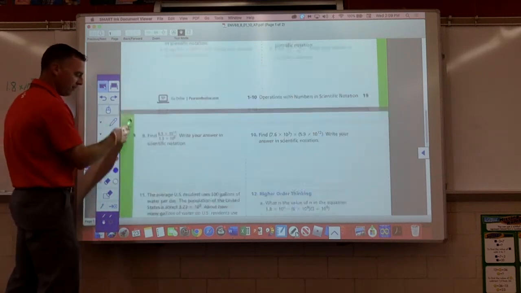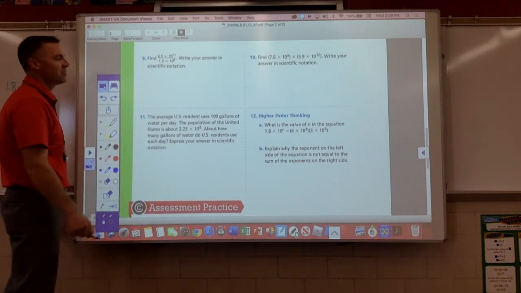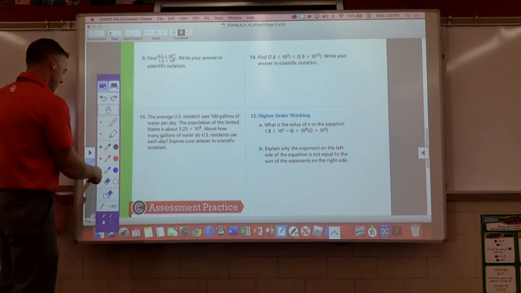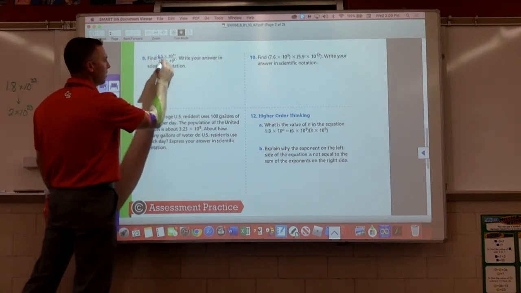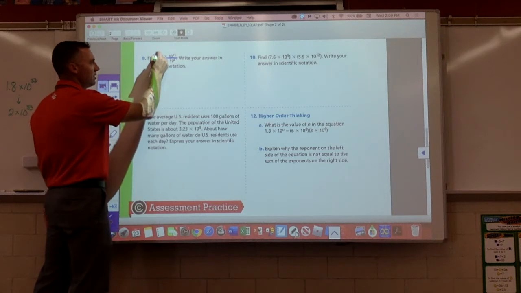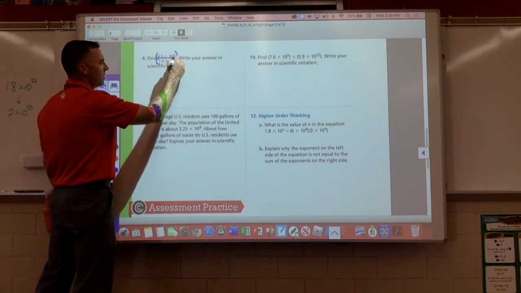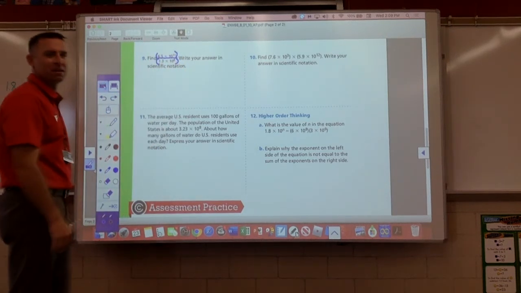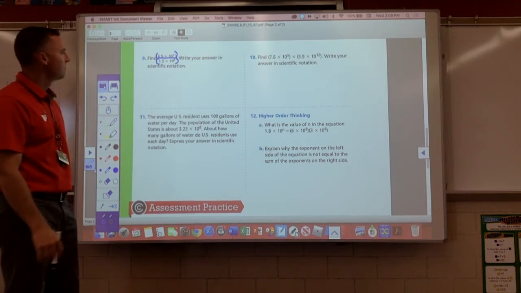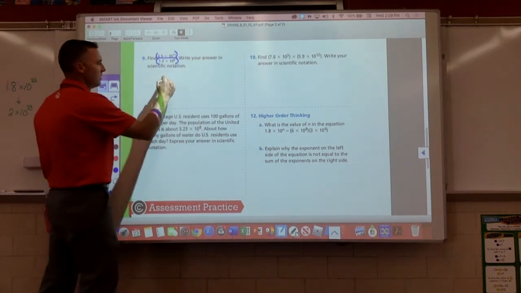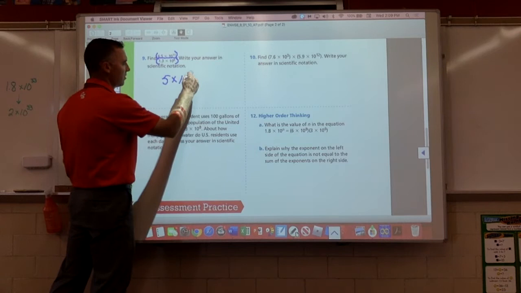Okay, moving on down. Number 9. Holy cow, these things don't get any harder than this. Another fraction bar. I think that means divide. Put those expressions in parentheses. And if you do this correctly, 5 times 10 to the third. Bam.